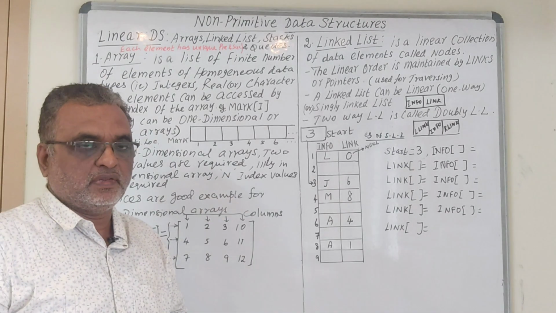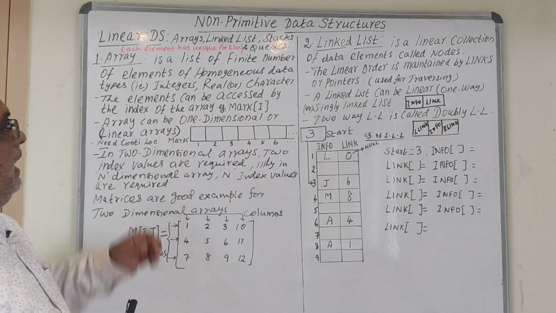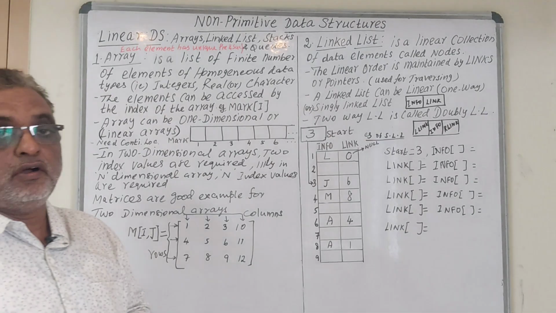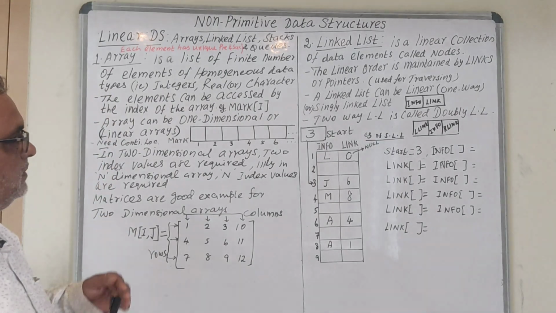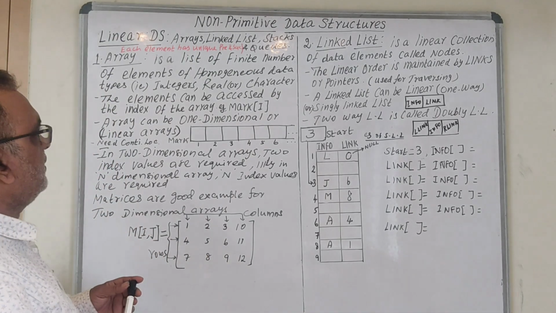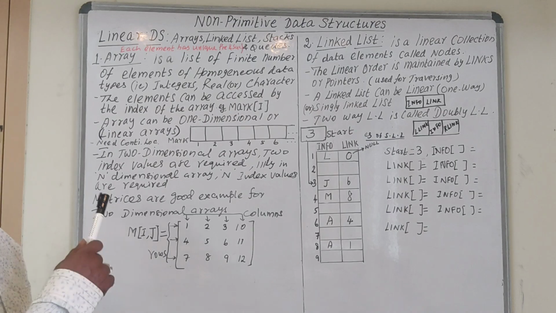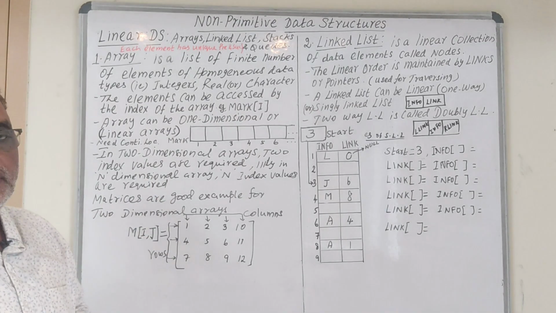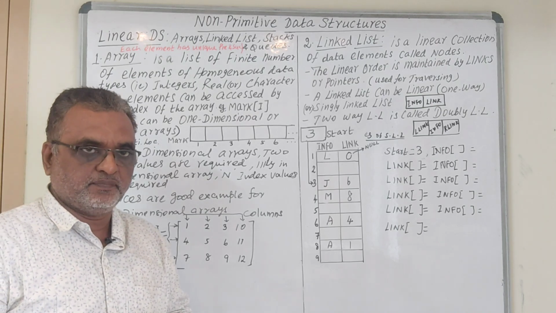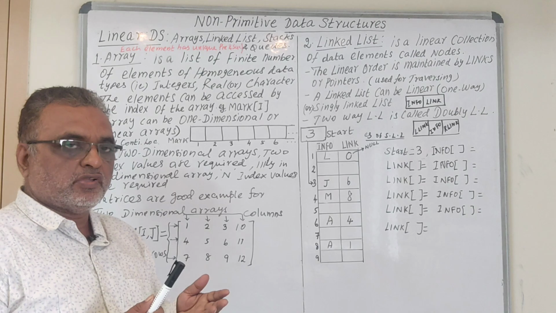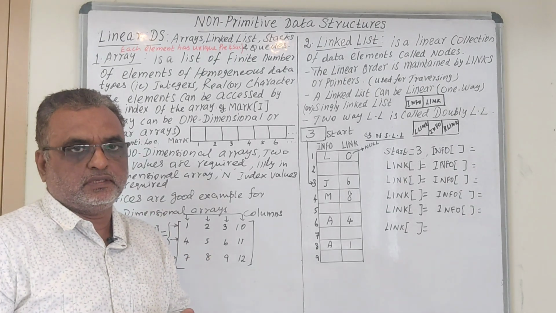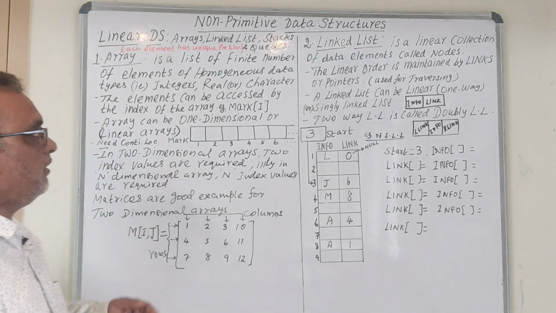Let me start with arrays. An array is a list of a finite number of elements of homogeneous data types. So data of the same type is called homogeneous data types, like integers, real, characters. List of marks of students of a particular class, price values of different products, names of the employees. These are some examples of arrays.